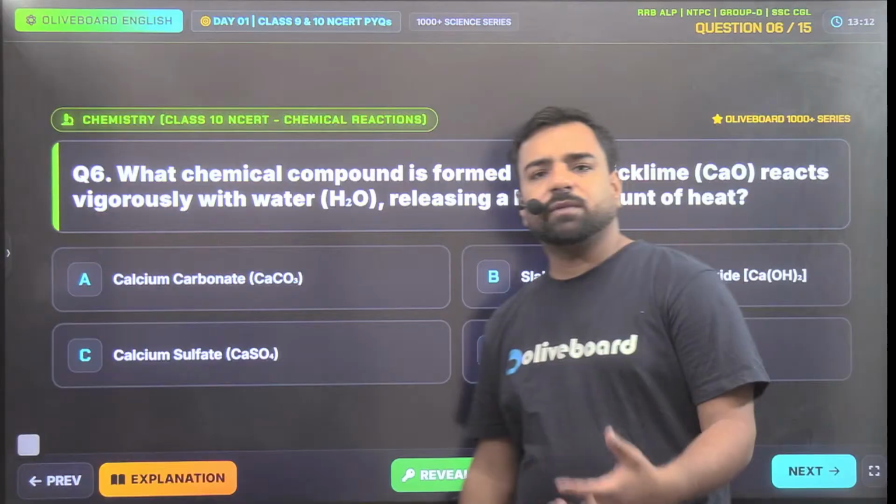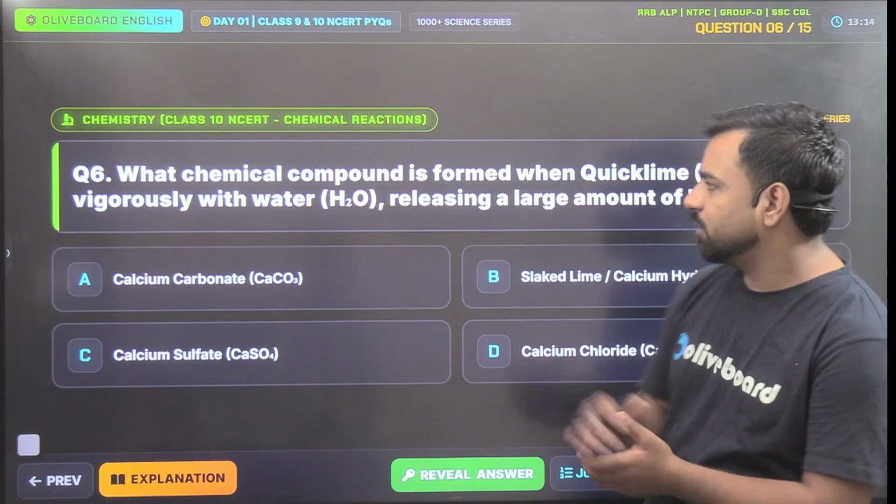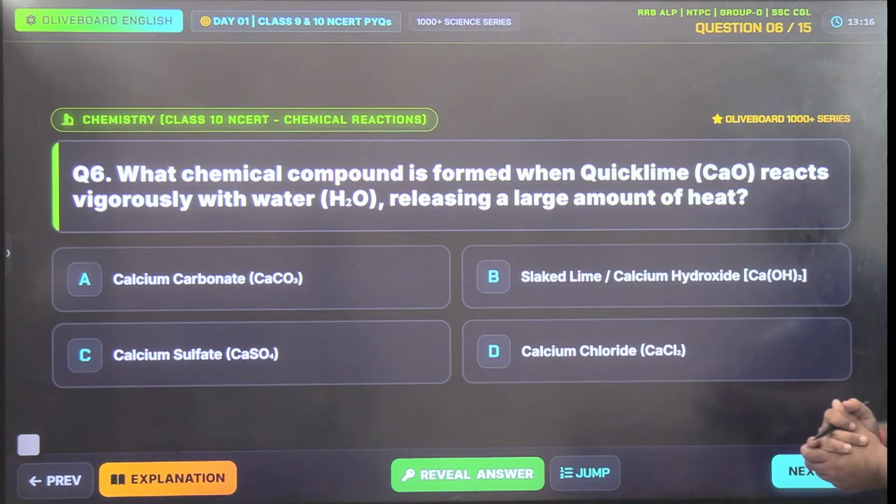There were 5 questions on the physics. Now let's proceed with the chemistry portion. Which chemical compound is formed when quicklime reacts vigorously with water and releases a large amount of heat? This is actually the exothermic reaction. So what will be formed, guys?